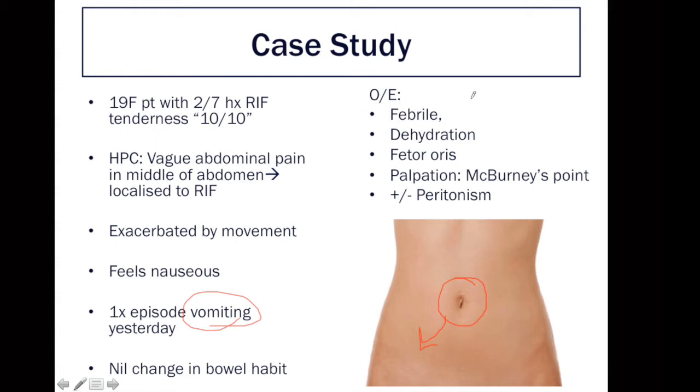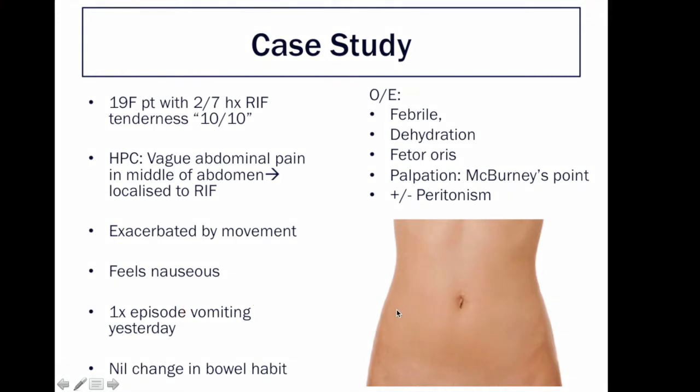So on examination, she's febrile, so a low-grade fever is common. Signs of dehydration, and she hasn't eaten or drank anything for the last couple of days, fetor oris, and she's tender over McBurney's point. McBurney's point is the approximate location of the appendix. It's found 1/3 of the way between the anterior superior iliac spine and the umbilicus.